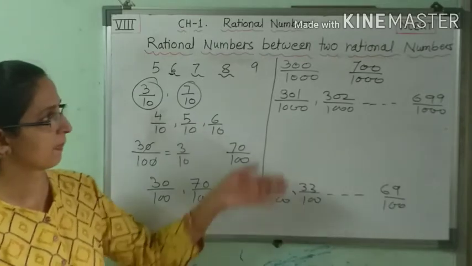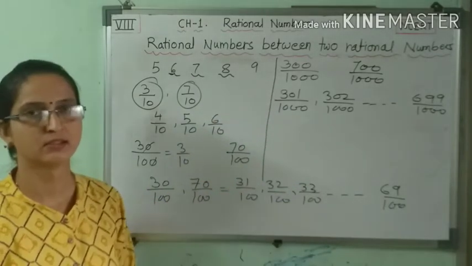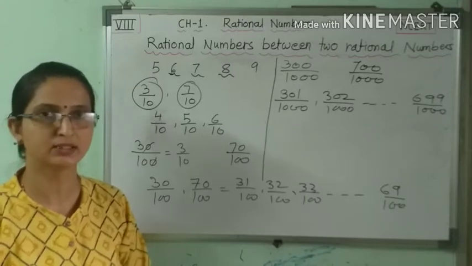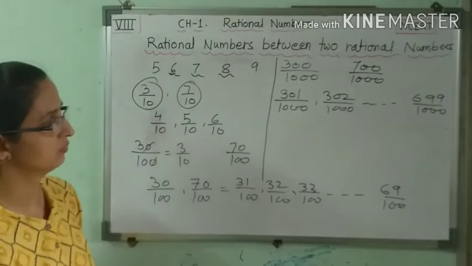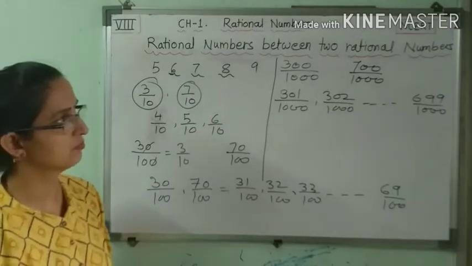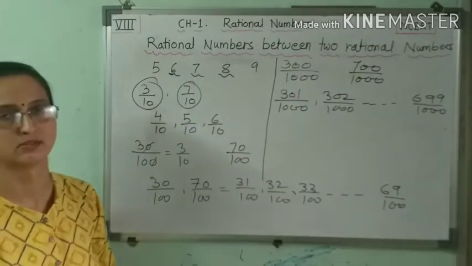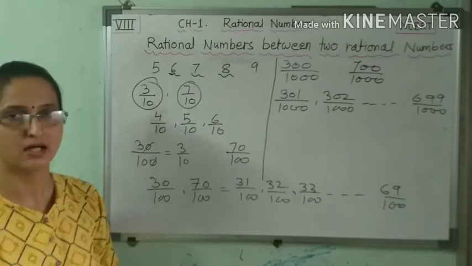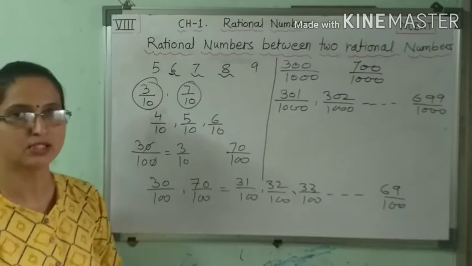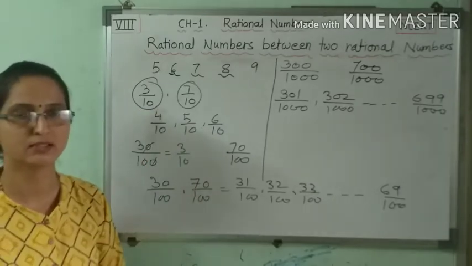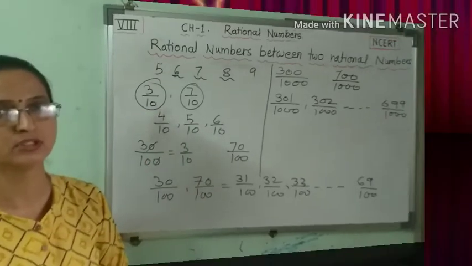So from this we can observe that unlike natural numbers and integers, there are no fixed numbers between any two rational numbers. There are indefinite numbers between two rational numbers. Is that clear? Let us go to the next one.